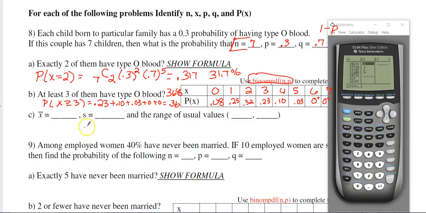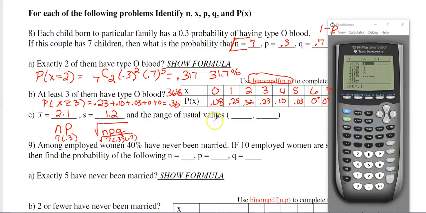Okay, now it says find the mean. Remember, mean was n times p. N is 7, p is 0.3, so 7 times 0.3 is 2.1. The standard deviation is the square root of n times p times q, which is the square root of 7 times 0.3 times 0.7, which gives us 1.2.